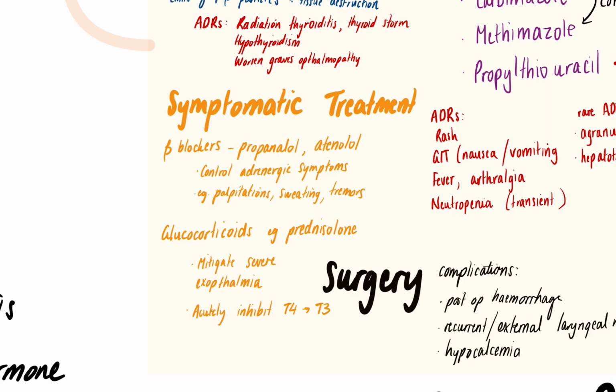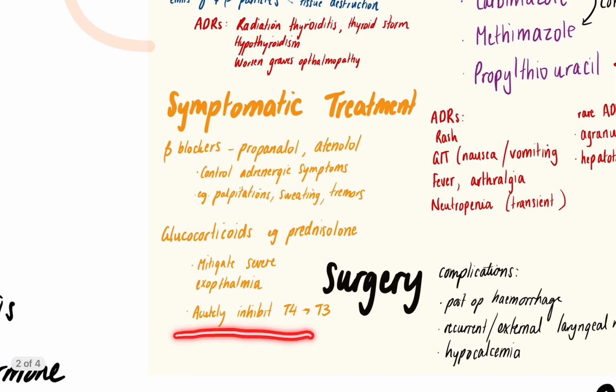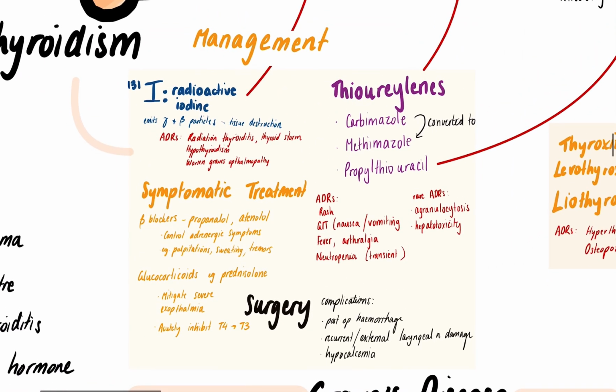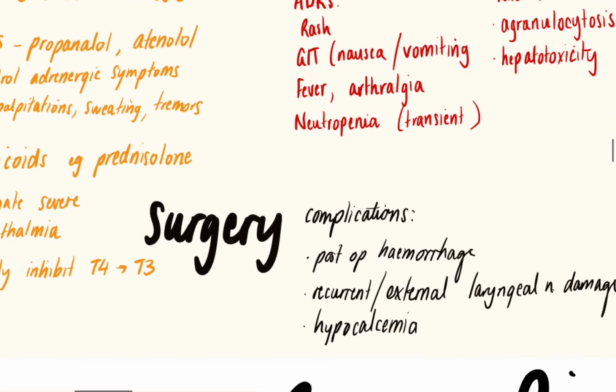And we can also give them immunosuppressants in the form of glucocorticoids, such as prednisolone, which is a corticosteroid. And this can mitigate severe exophthalmia, and they can also acutely inhibit T4 conversion to T3. And finally, the most drastic measure would be surgery to remove the part of the thyroid gland that's over-secreting.